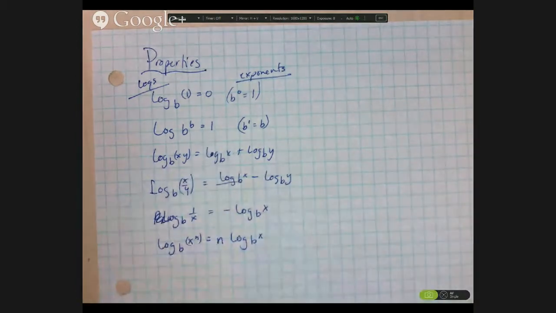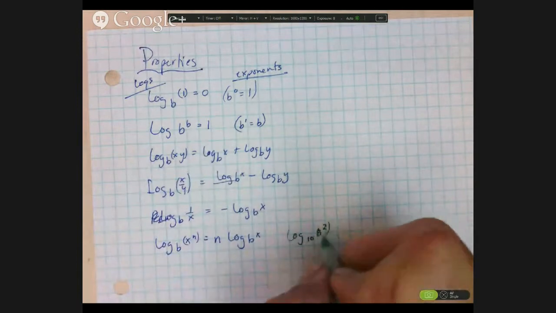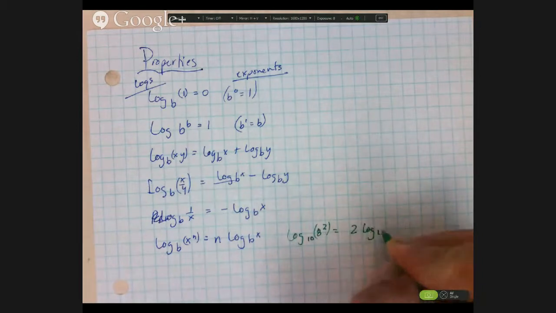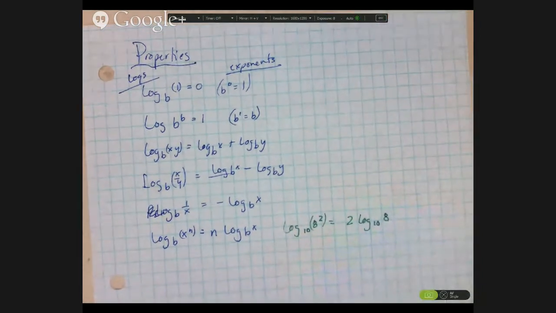I'll just show you a quick example of this one. Bring the power down. Okay, so that's simplifying it using that property.